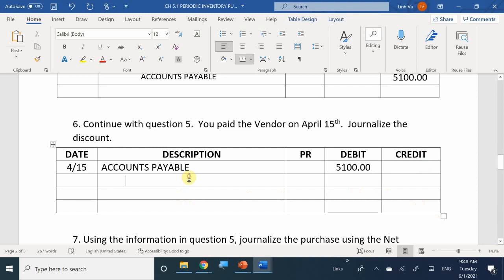All right. So how are we going to recognize my discount? What account am I going to use? Purchase discount. Excellent. Purchase discounts, right? And we're going to recognize it for $250. So therefore, how much am I going to actually pay?